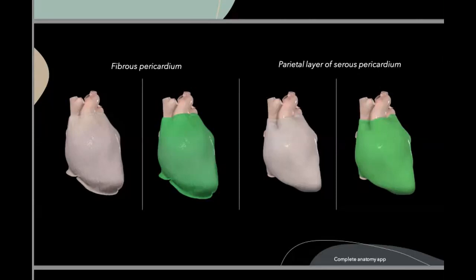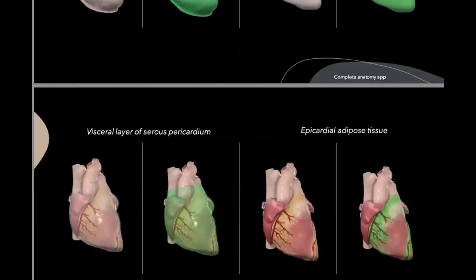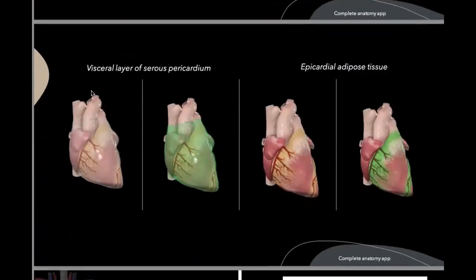And this serous pericardium is divided into two other layers, that is parietal and visceral. So if we have a scalpel and we cut through this fibrous pericardium, then we have our parietal pericardium, and if we cut another section through it, then we're gonna get our visceral layer of serous pericardium. And if we have the visceral layer with adipose tissue, then we call this epicardium.